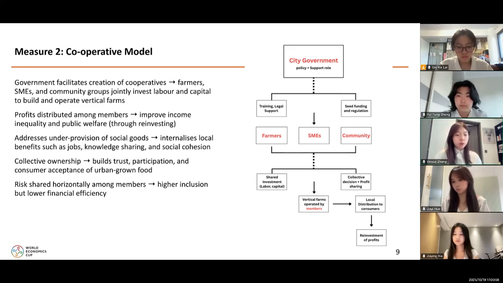Each member contributes labor, resources, and/or expertise, and in return receives a proportionate share of the profits. This model internalizes local benefits that private investors might ignore, such as employment, knowledge sharing, and community cohesion. By distributing profits across members, the cooperative reduces income inequality and strengthens the local economy through higher social multipliers as profits are reinvested. It also builds trust and social capital, increasing consumer acceptance of urban-grown food.